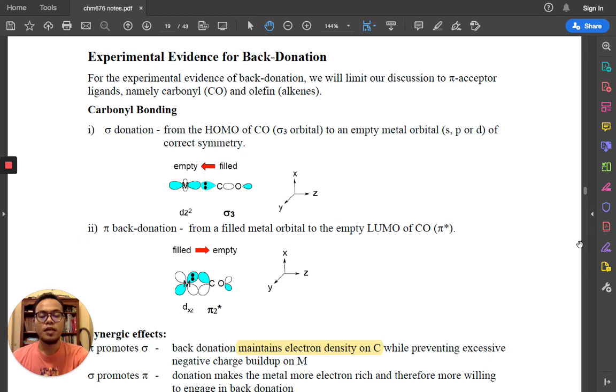So yesterday we had our very first test. I hope everyone did very well, inshallah. Today we're going to learn something new. It is called experimental evidence for back donation.